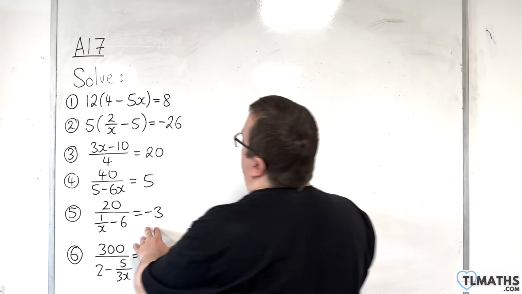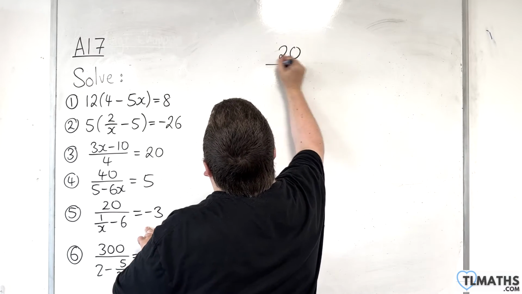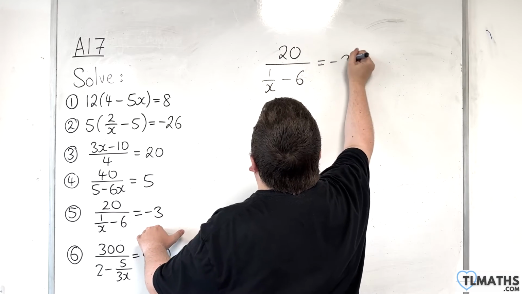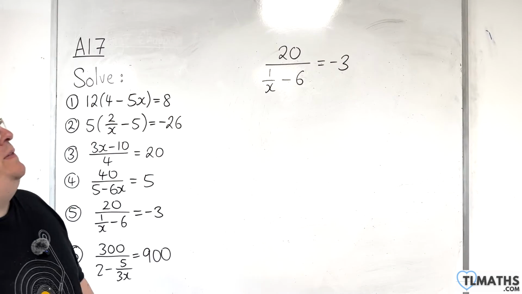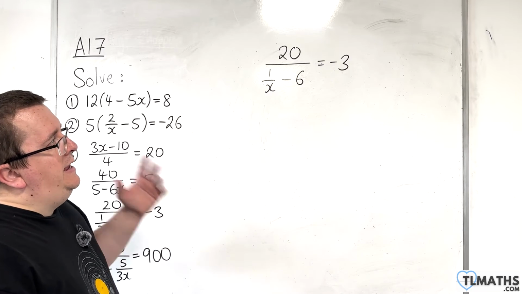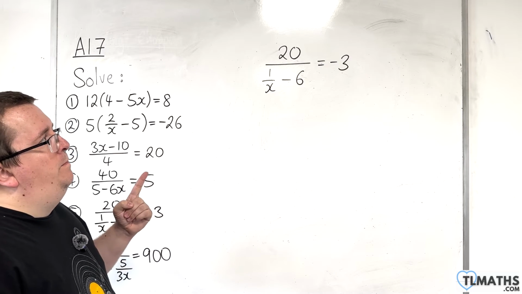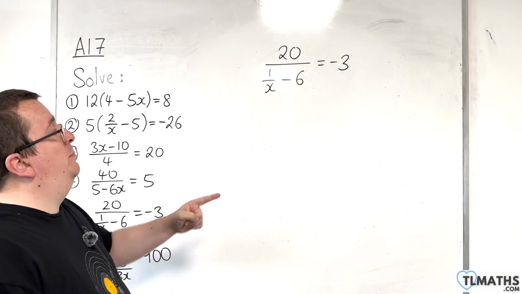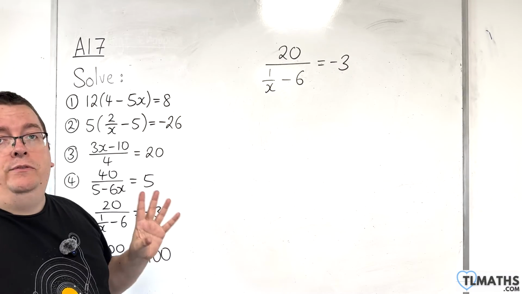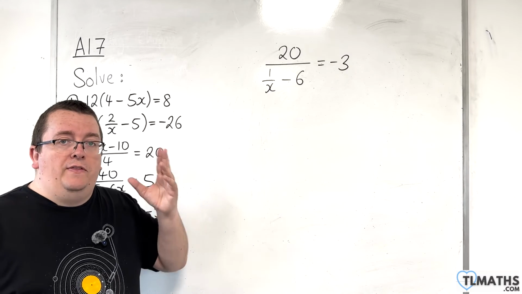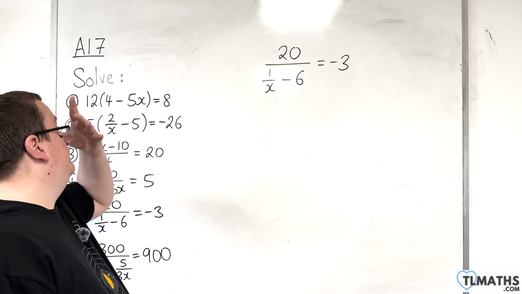Okay, so number 5, 20 over 1 over x take away 6 is equal to minus 3. Now, in the previous videos, we were doing this using 2 methods. I personally think that dealing with the nested fraction and multiplying top and bottom by the denominator is generally faster. So that's the method I'm going to employ here.